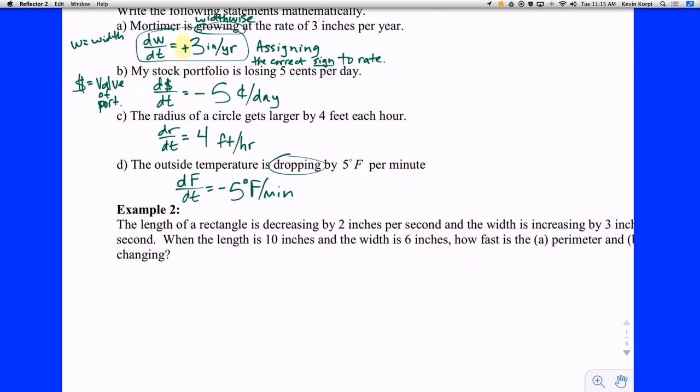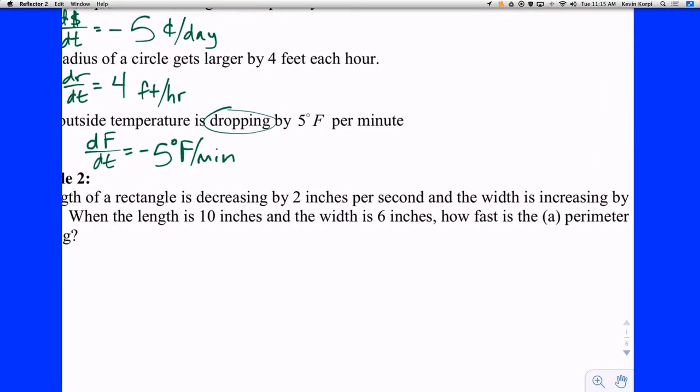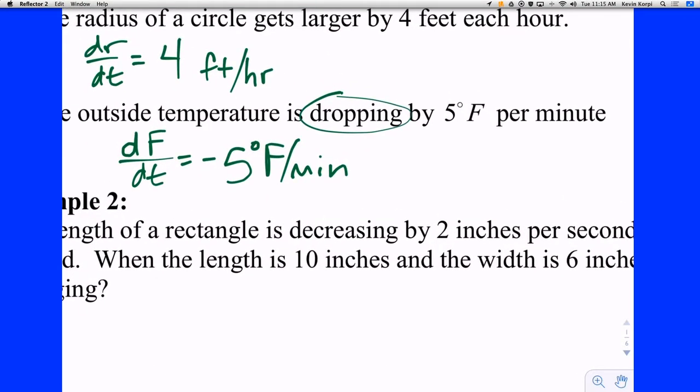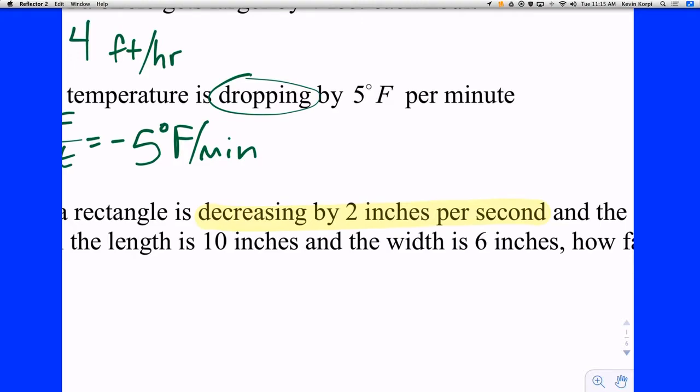Mortimer's width. Okay, here's a real easy example. The length of a rectangle is decreasing by 2 inches per second, while its width is increasing by 3 inches per second. This is a very typical type of problem that's handed to you. When you're given a rate of change, decreasing by 2 inches per second, it doesn't tell you for how long that rate is valid. So, what would you assume? Always, you would assume that that's a constant rate, unless it tells you over some interval of time. So if it doesn't tell you that, assume that it's a constant rate.